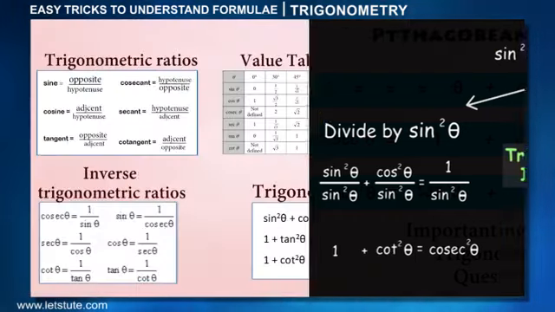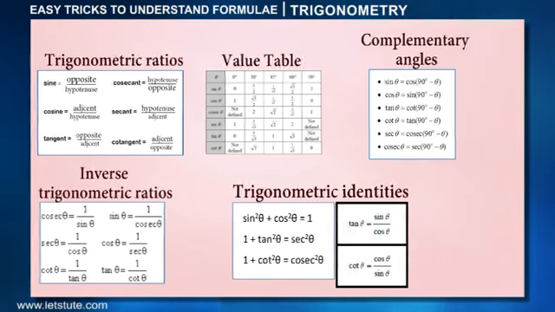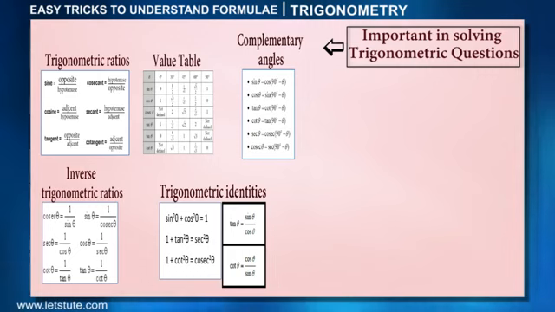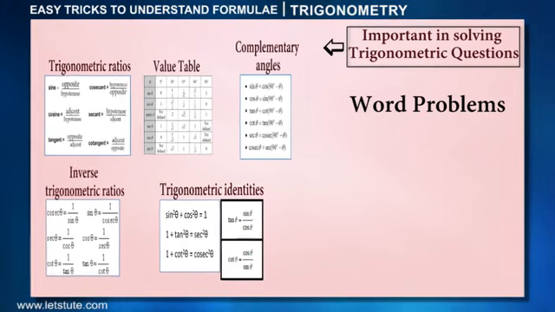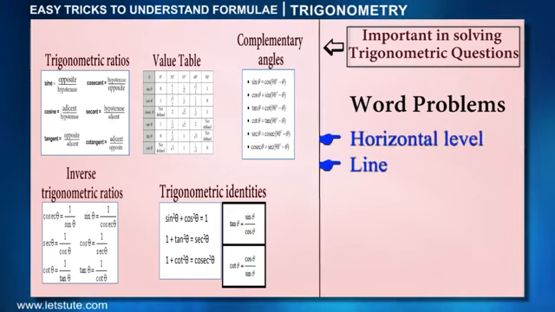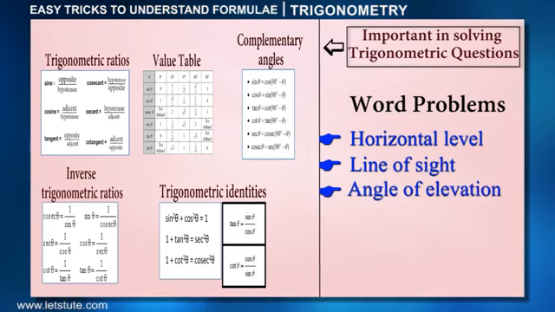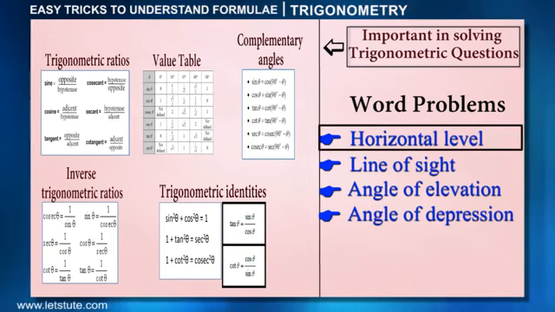So all the formula that we learned till now is very helpful in solving the trigonometric questions, especially the identities. But in trigonometry, there are word problems too which are also equally important. And to solve them correctly, along with this formula, we should also understand few basic terms like horizontal level, line of sight, angle of elevation and depression. Let's understand each of these in more simpler terms.